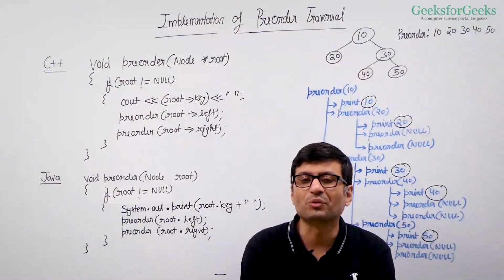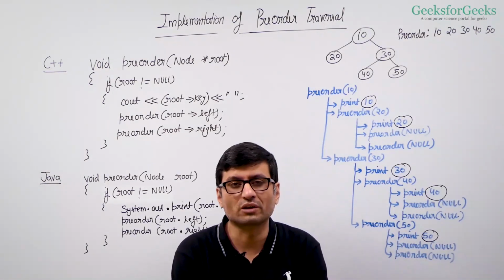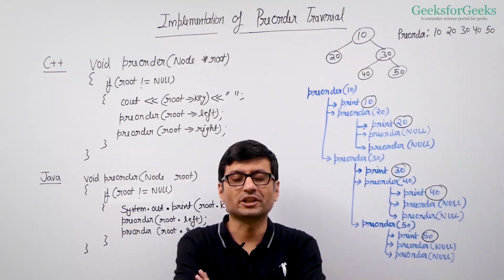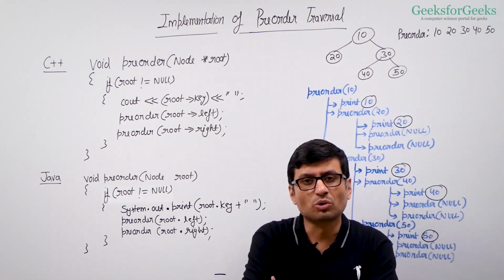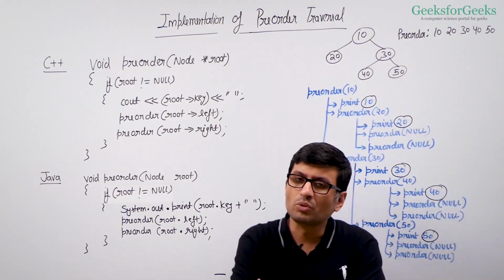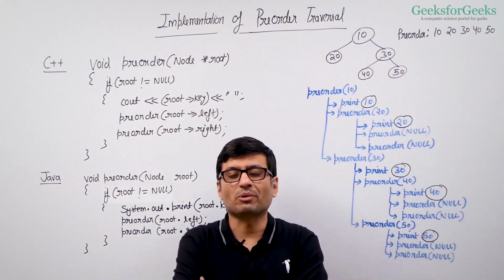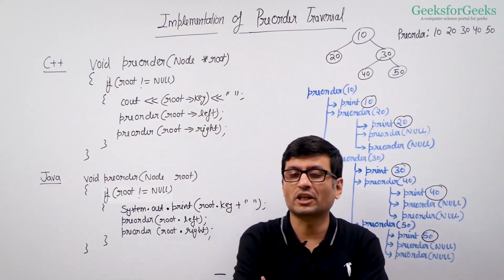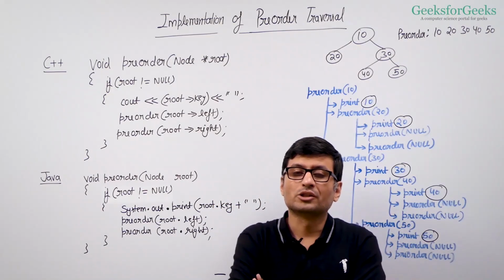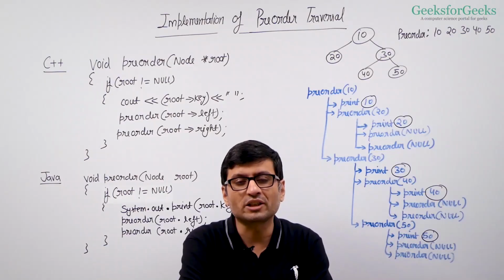Hi, in this video we are going to talk about pre-order traversal of a given binary tree. In pre-order traversal, we process the root first, or we print the root key first. Then we process the left subtree completely and then we process the right subtree completely. So we have followed the same idea in the implementation.